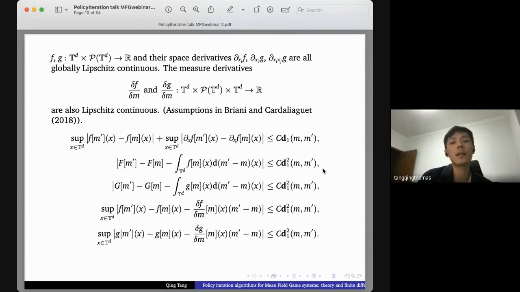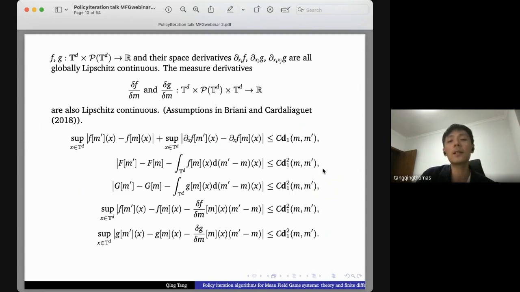Okay. And then I make some assumptions on the Lipschitz continuity of F and G, and also on the space partial derivatives of f and g. They are all globally Lipschitz continuous. The measure derivatives are also globally Lipschitz continuous. These are assumptions made in one paper by Briani and Cardaliaguet. These are strong assumptions, but they are satisfied by many couplings.